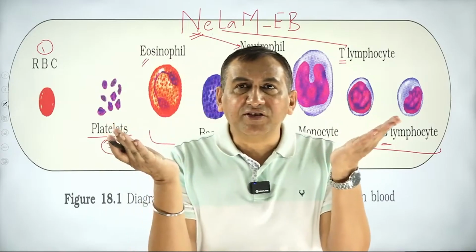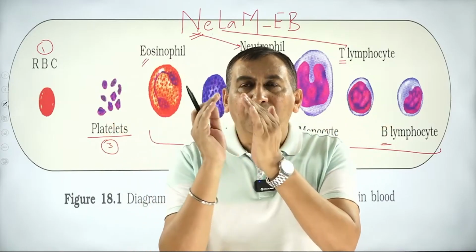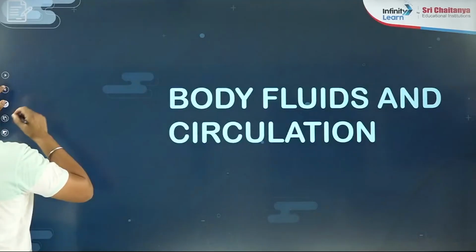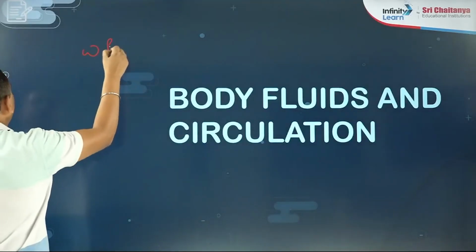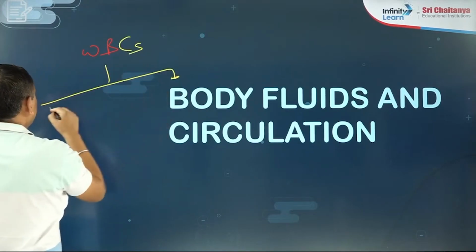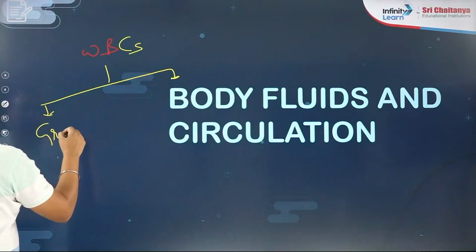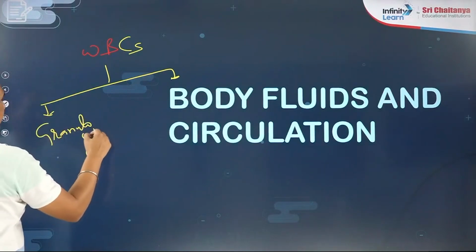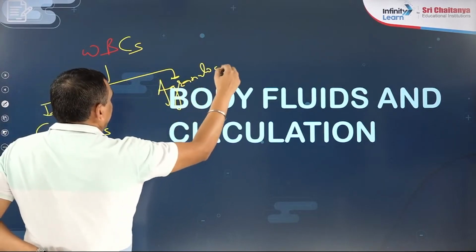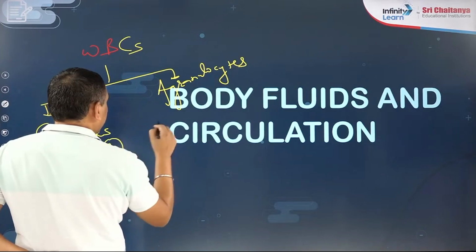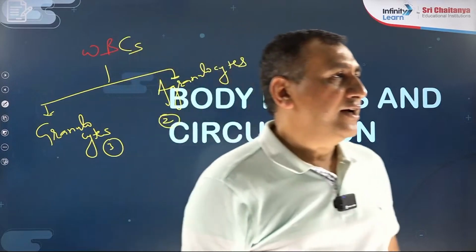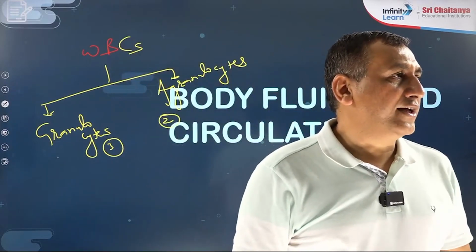Basically, all the WBCs are classified into 2 groups. One is known as the granulocyte and one is known as the agranulocyte. So WBCs are divided into 2 types. What is the first one? They are known as the granulocytes, and the second one is known as the agranulocytes. There are 3 types of granulocytes and there are 2 types of agranulocytes. You all are writing, correct?